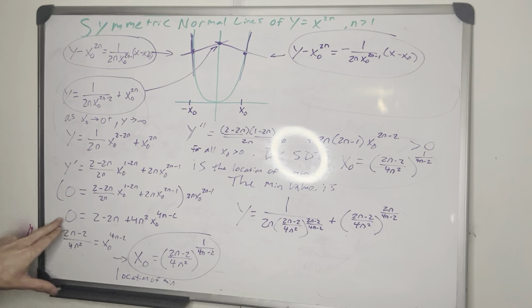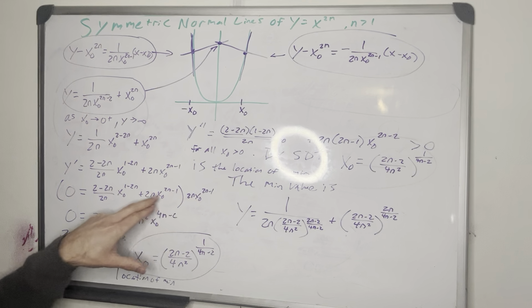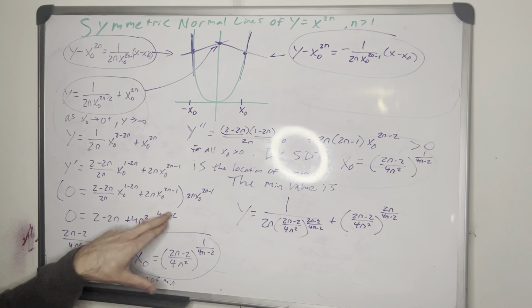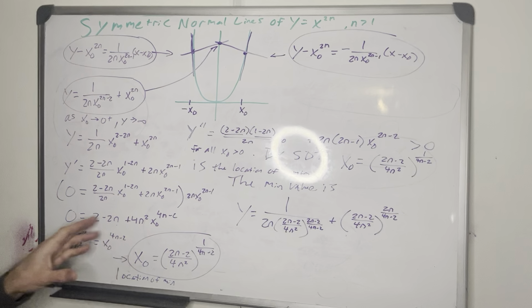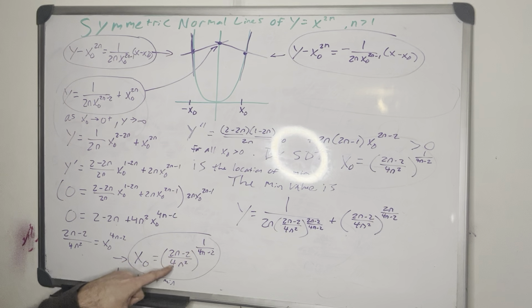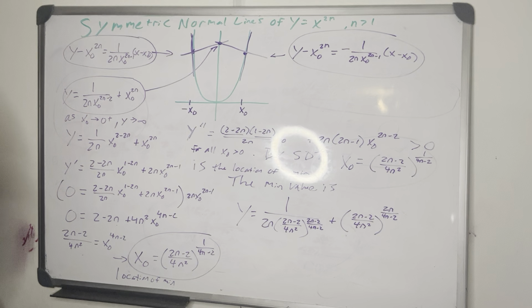So what you're left with when you multiply through by that is 0 equals 2 minus 2n plus, over here, 4n squared times x0 to the 2n minus 2. Then from there, you can easily solve it, and you get x0 is the quantity 2n minus 2 over 4n squared, raised to the 1 over 4n minus 2 power. This value is the location of a minimum value, which you can show.